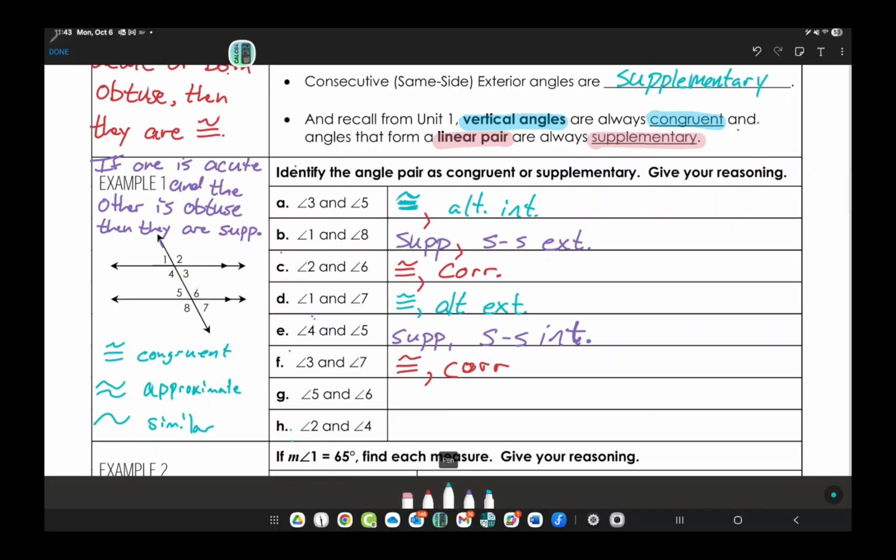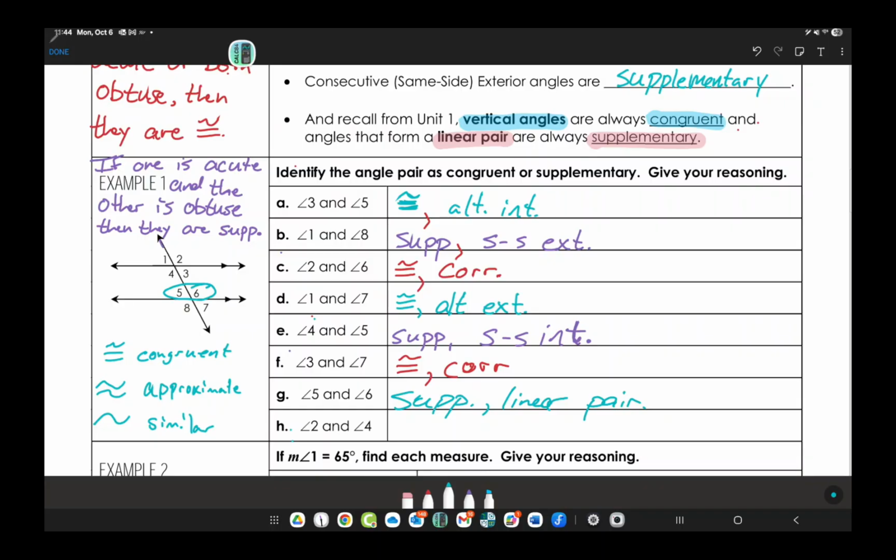5 and 6. Now 5 and 6, they are supplementary because one's acute, one's obtuse, obviously. The reason for that is they are a linear pair. They are adjacent to each other. They're not connected by the transversal. They are just adjacent angles that make a straight line. So that means 1 and 4, 2 and 3, 5 and 8, and 6 and 7.